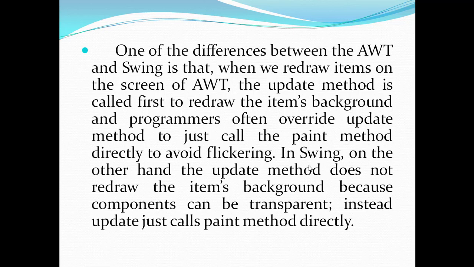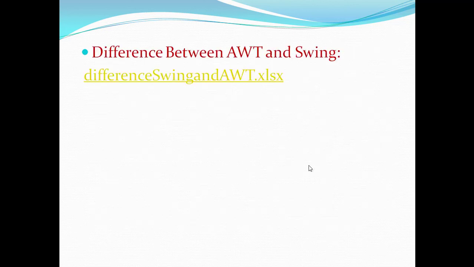In Swing, on the other hand, the update method does not redraw the item's background because components can be transparent. Instead, update just calls the paint method directly. Here, see the differences between AWT and Swing.